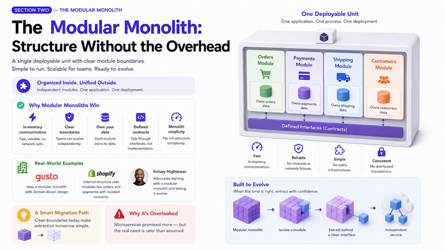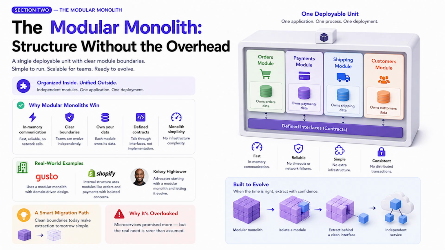Here is the key thing that makes this so powerful. Communication between modules happens in memory. There are no network calls, no timeouts, no data consistency puzzles, no infrastructure to manage. You get the speed and simplicity of a monolith, but with the clear boundaries that let your team scale in terms of organization and codebase without stepping all over each other.